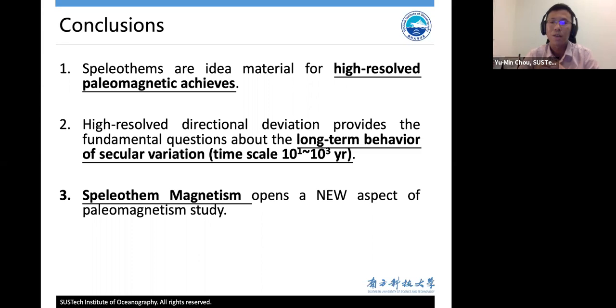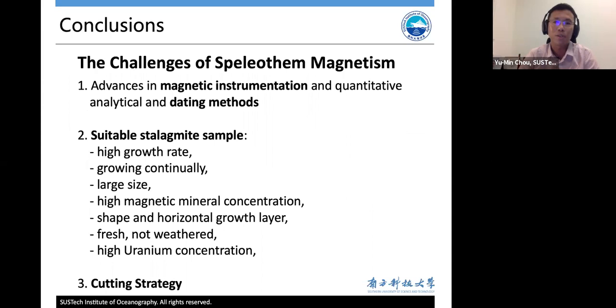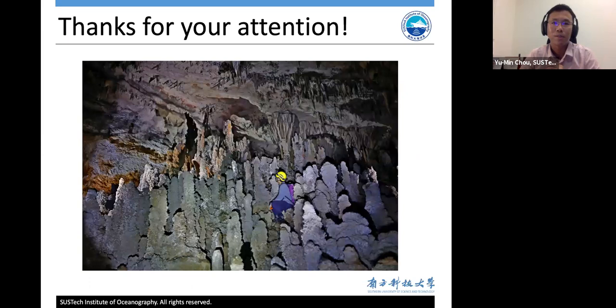And I also propose some challenges for the person making a study here. And I hope in the future, more people can join to do this research. And I just propose some issues for you to care about when you do the paleomagnetism study for the stalagmites. So here's my suggestion here, and I hope you can get some useful information from my suggestion. So thank you for your attention.